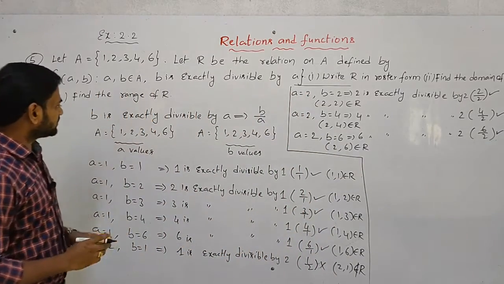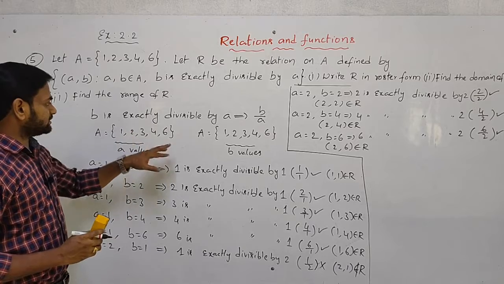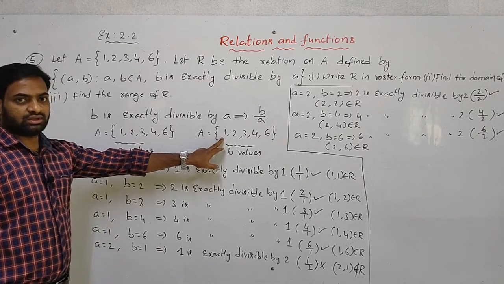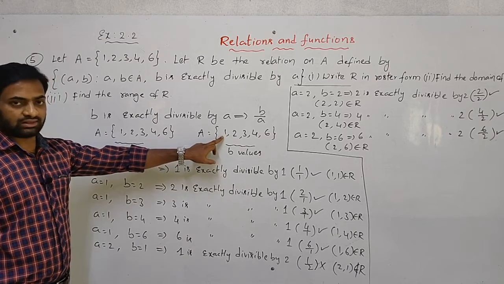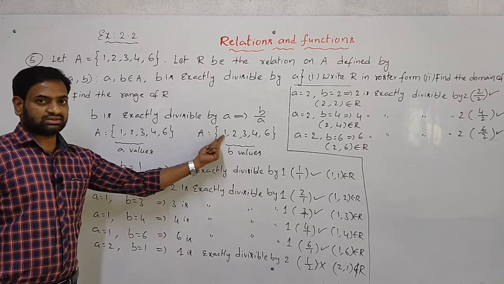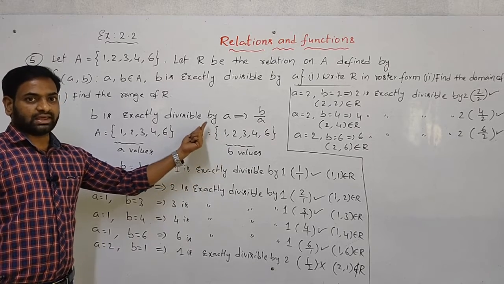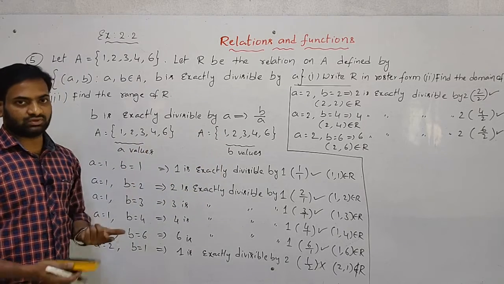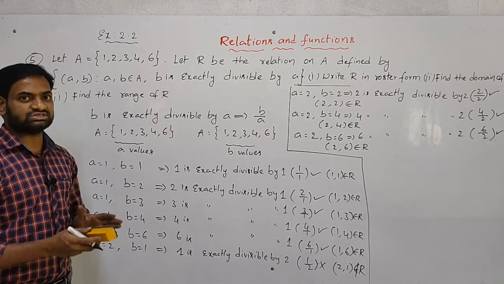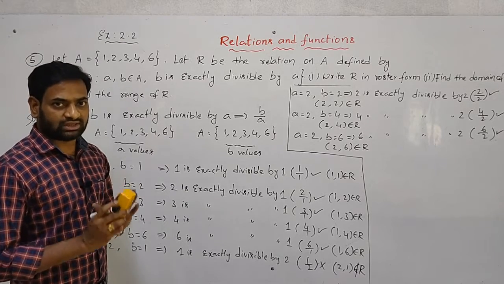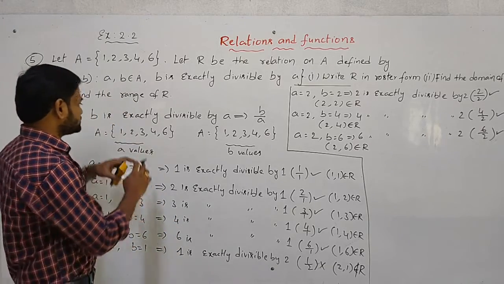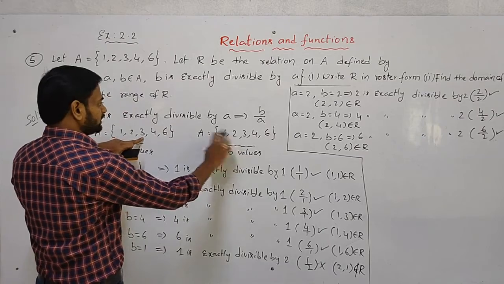Next. Come to the next one. With 2 complete. Next with 3. 3, 1. Here B value is 1. A value is 3. 1 is exactly divisible by 3. It is wrong. So it is not possible. Which is not possible, I am not taking that one. Only which is possible I am taking. Next 3, 2 not possible.